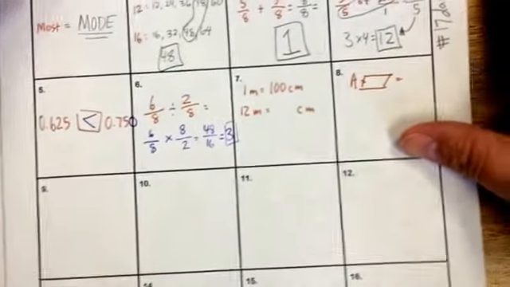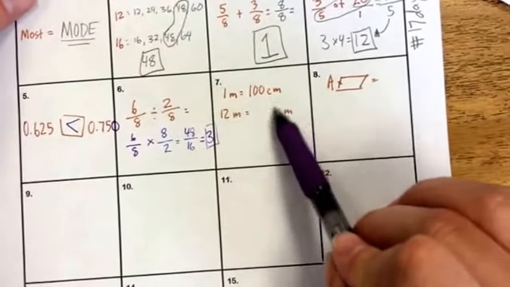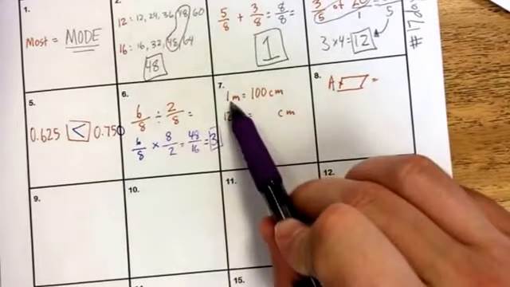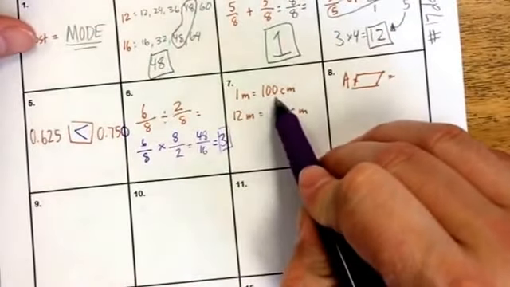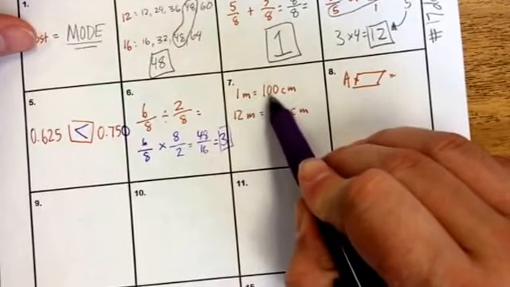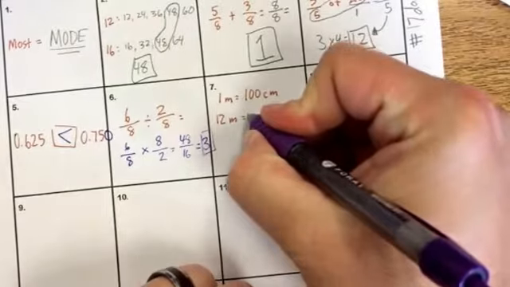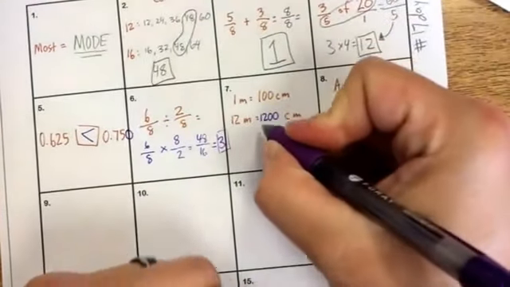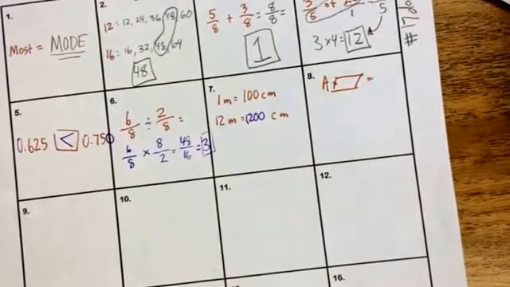All right, for problem number 7, they want to see how many centimeters are in 12 meters. Well, I know in 1 meter I have 100 centimeters. And if there's 100 centimeters in 1 meter, I can just do 100 times 12. The great thing about this is I can use that trick where I just write down 12 and then pop on the 2 zeros at the end to see that in 12 meters there's actually 1,200 centimeters.